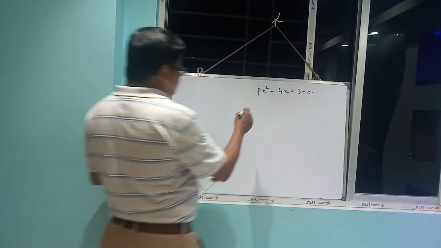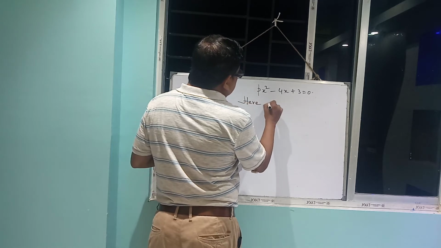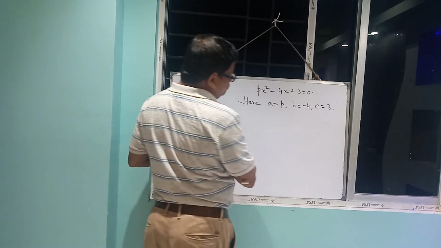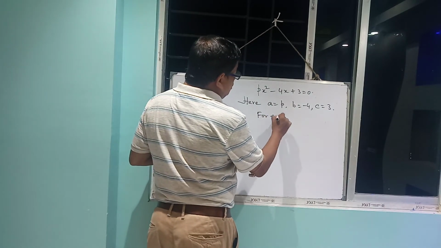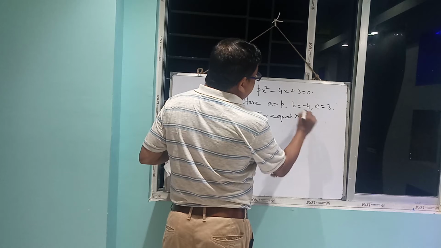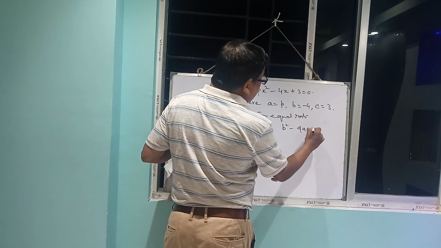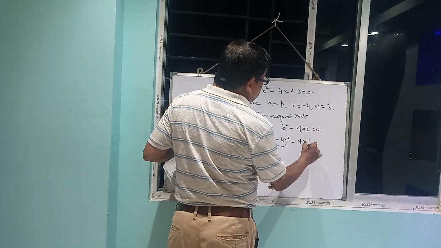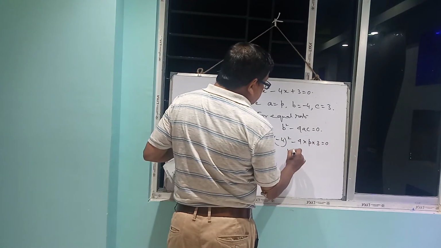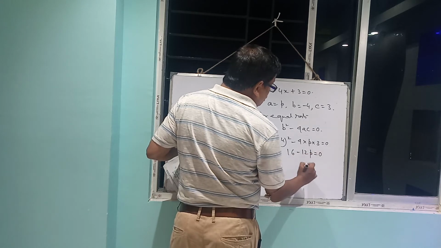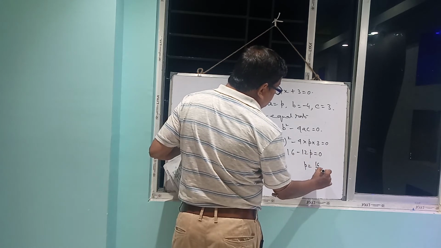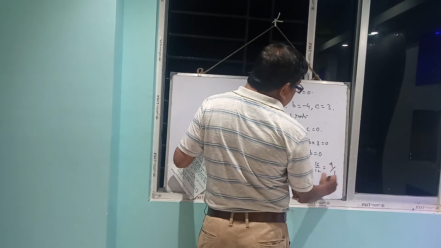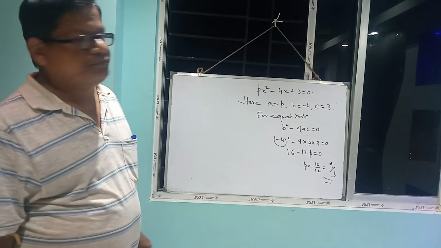So here a equal to p, b equal to minus 4, c equal to 3. For equal roots, b square minus 4ac equal to 0. This is minus 4 whole square minus 4 into a, that is p, into c, that is 3, equal to 0. So 16 minus 12p equal to 0. So p equal to 16 by 12, that is 4 by 3.